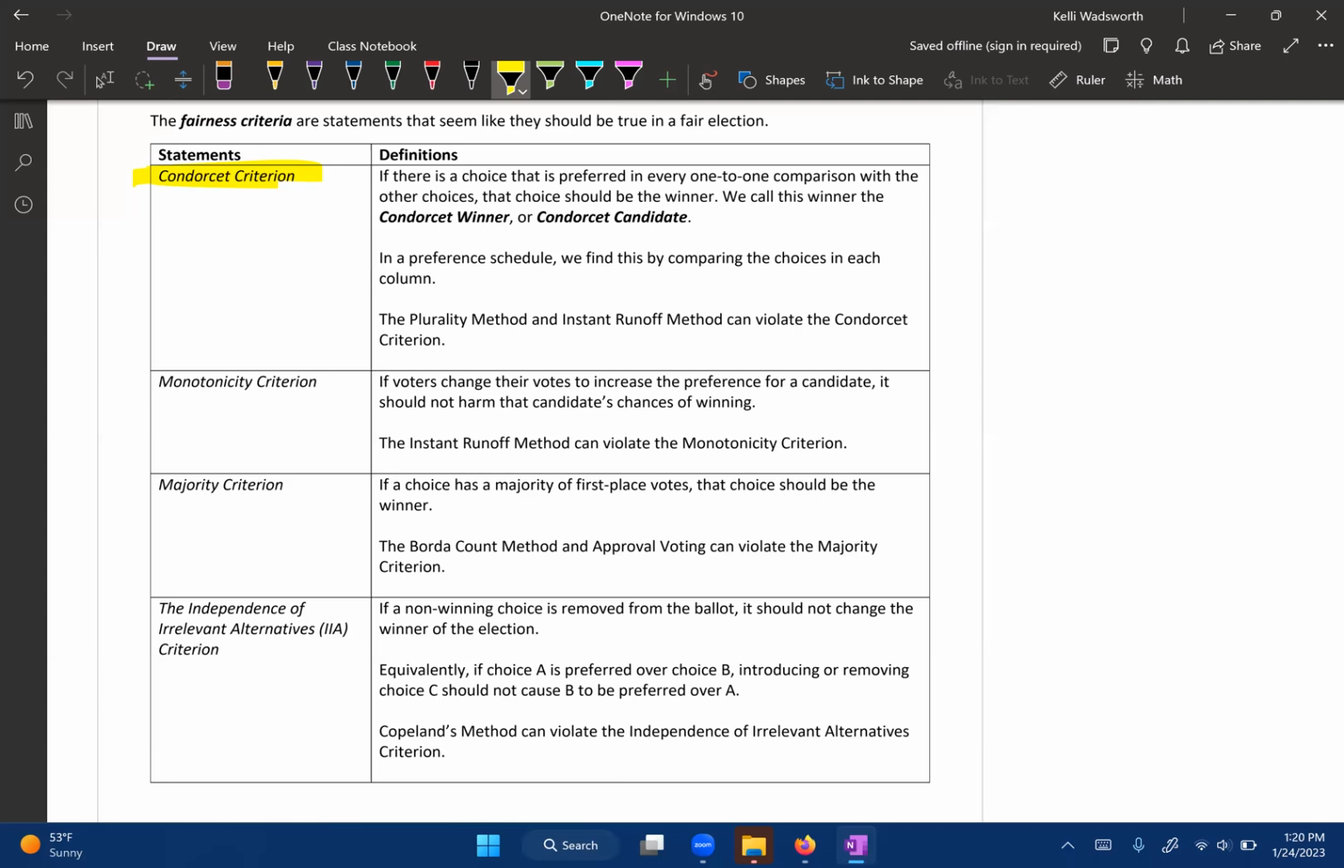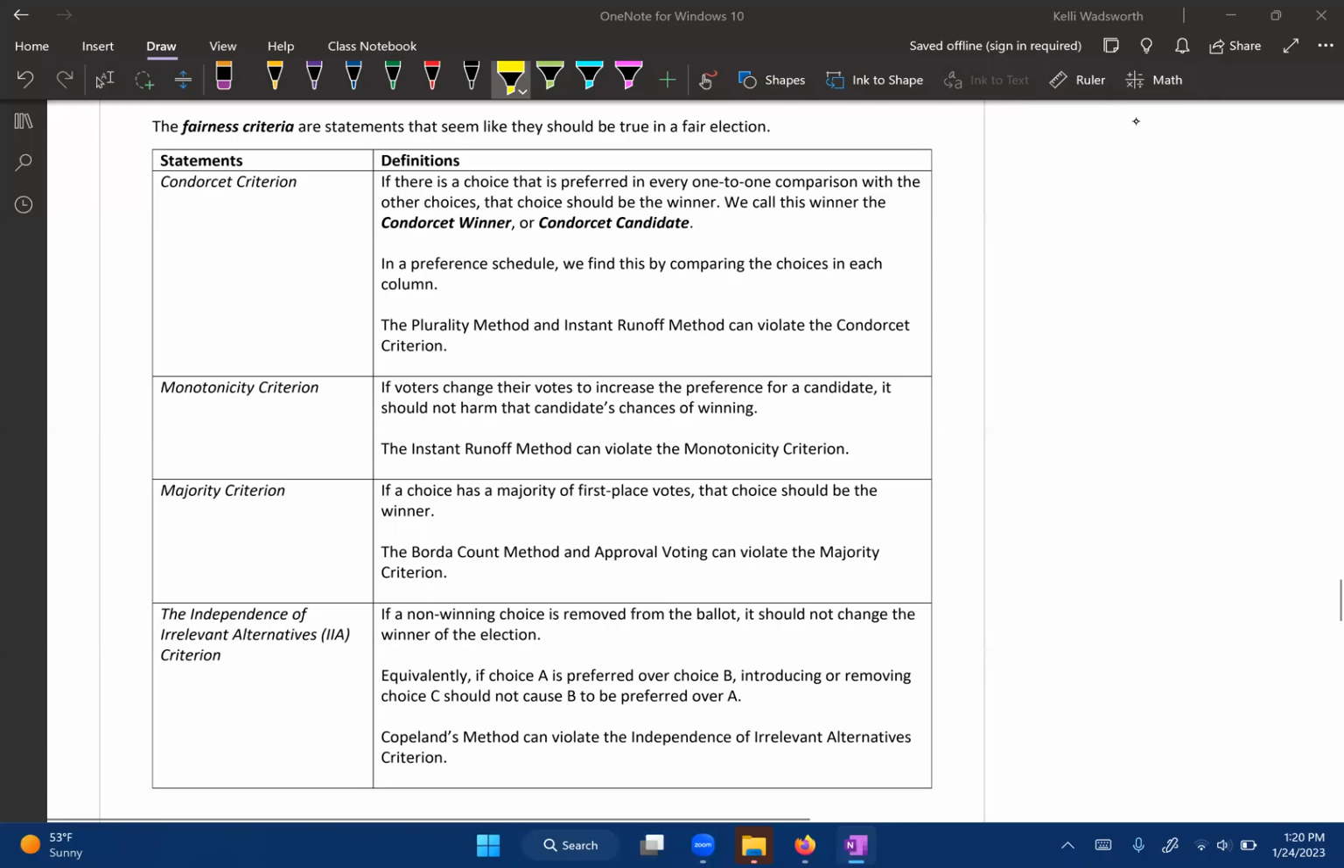However, the plurality method and the instant runoff method can actually violate that criterion, where you could have someone who would win in a head-to-head comparison with everyone else, but ends up not being the winner of the election. Obviously, that can only work if you're not doing pairwise comparison, right? If you're doing Copeland's method, that automatically guarantees that the Condorcet candidate would win, but other methods might not. Okay, so make sure you understand what all of those mean.